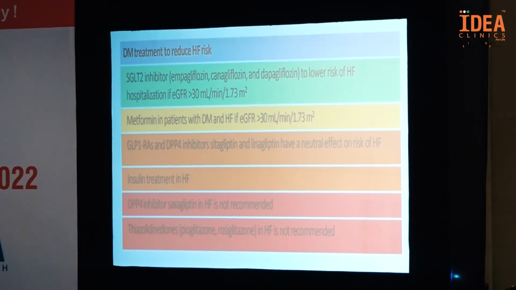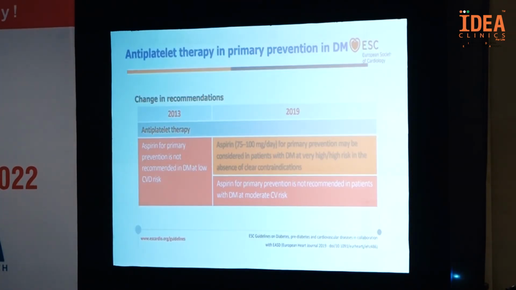And for heart failure medication, we have another lecture. We need the drugs that have shown mortality benefit in heart failure, that is SGLT2 inhibitors and metformin, and with DPP4 inhibitors we need to be careful, and pioglitazone and rosiglitazone we should not use if the patient has diagnosed heart failure.